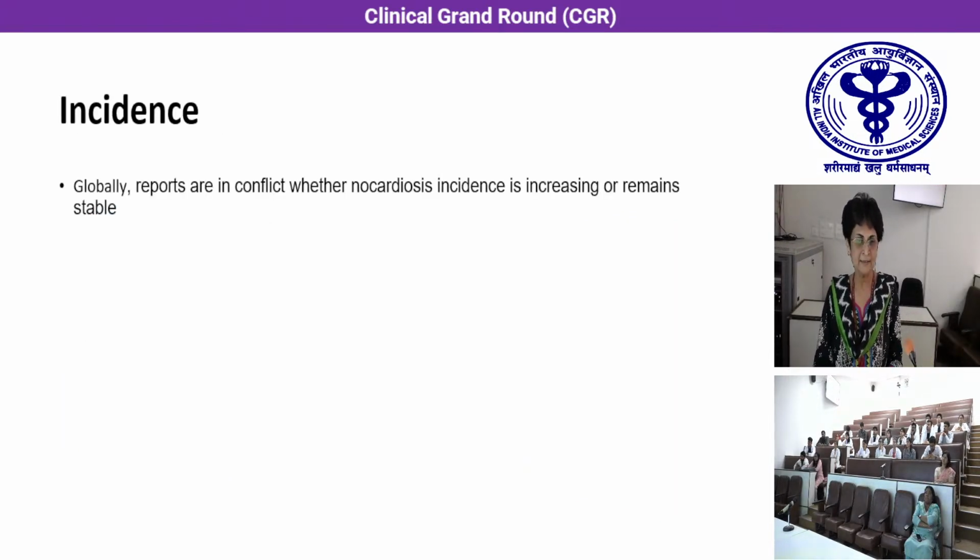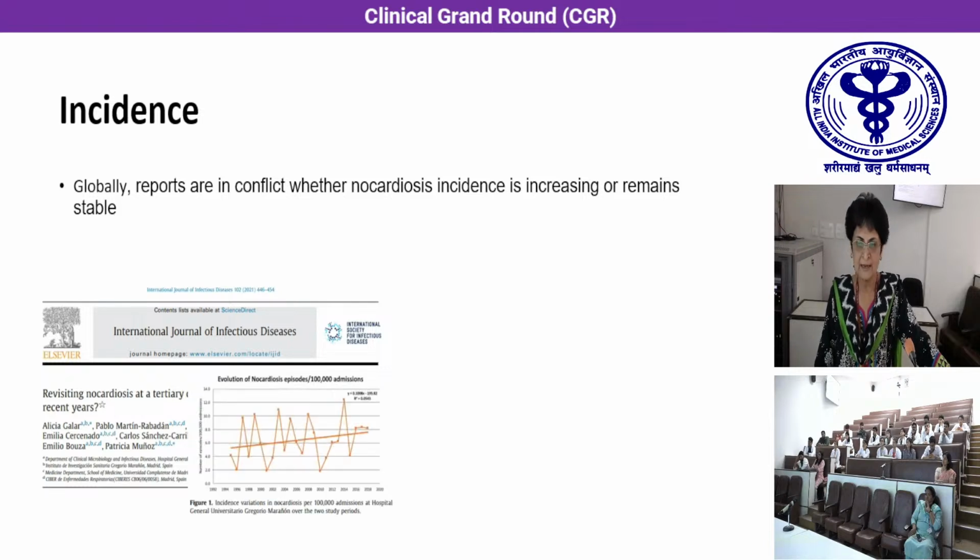Coming to the incidence, again, globally reports are in conflict, whether the incidence is increasing or remains stable. I was going through a CDC report and it says an estimated 500 to 1,000 cases occur annually. And this is based on the data on the strains deposited with them and also a clinical survey with the ID physicians. So when we look at other places, we have mixed reports.